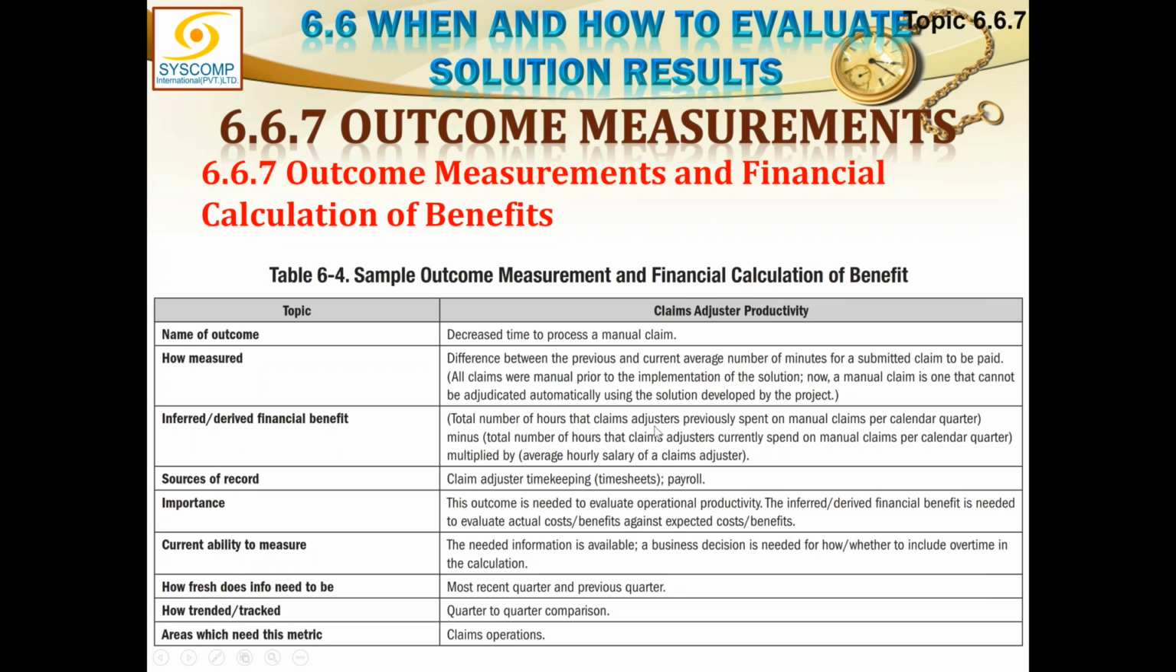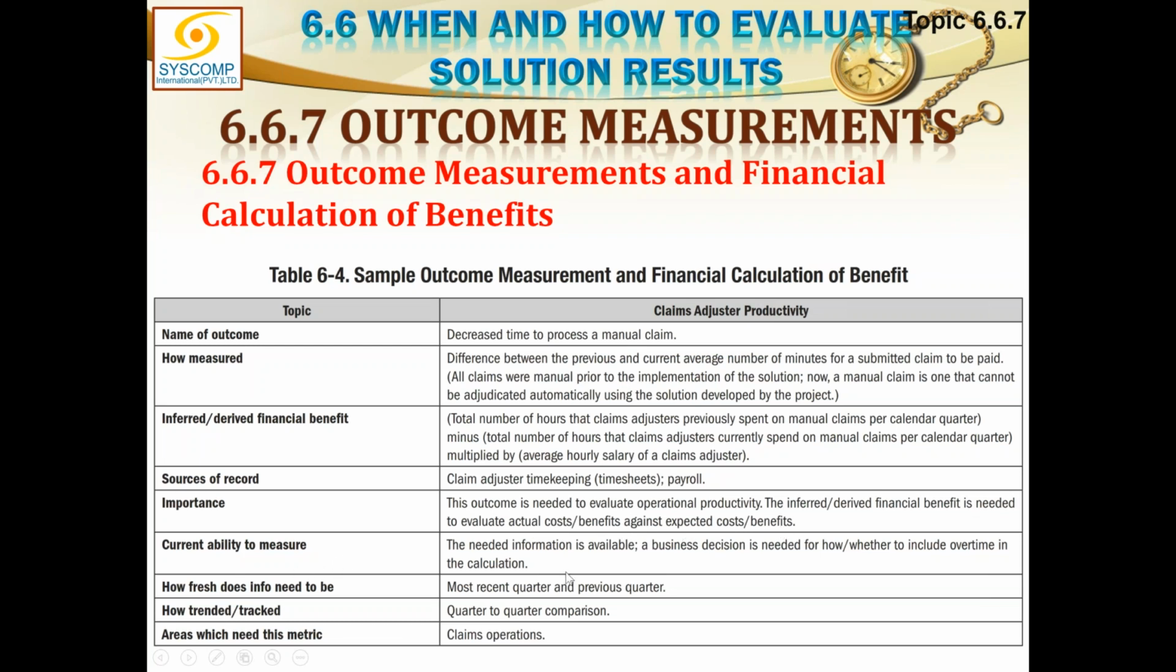Total number of hours that claim adjusters previously spent on manual claims per calendar quarter minus total number of hours the claim adjusters currently spend on manual claims per calendar quarter, multiplied by the average hourly salary of a claims adjuster. Sources of record are the claim adjuster timekeeping timesheets or payrolls. Importance: this outcome is needed to evaluate operational productivity. The inferred derived financial benefit is needed to evaluate actual cost benefits against expected cost benefits.